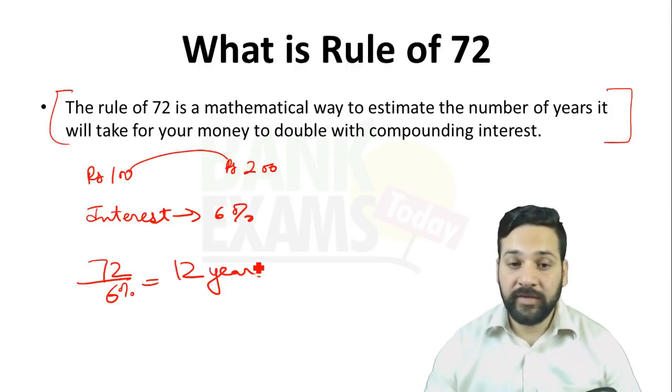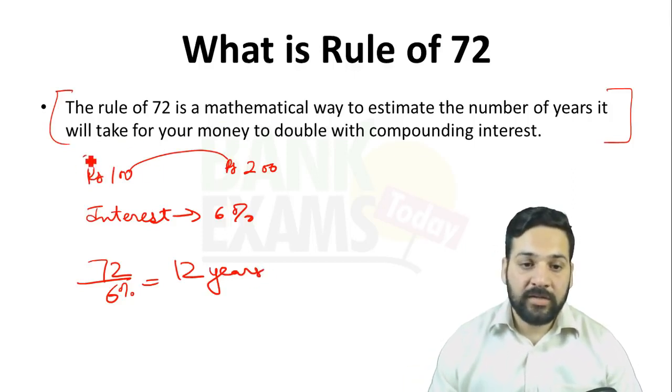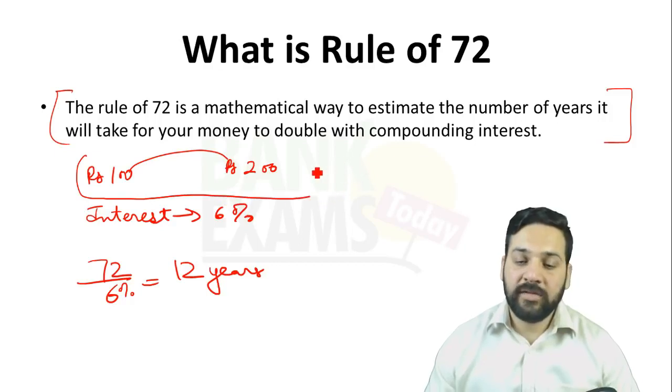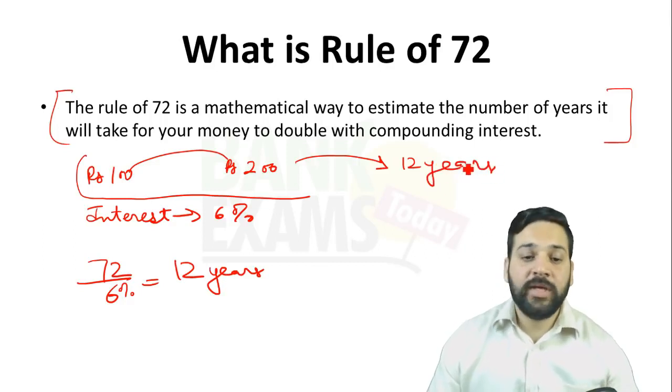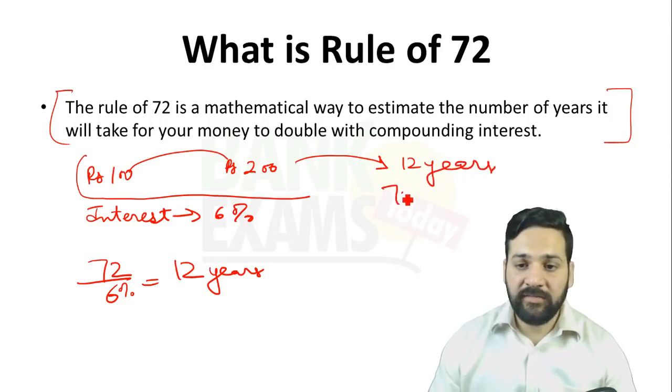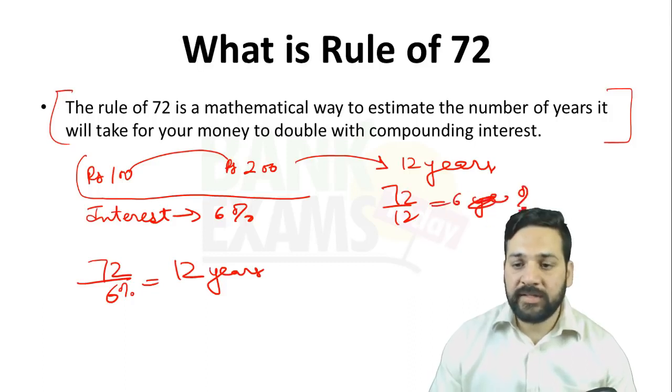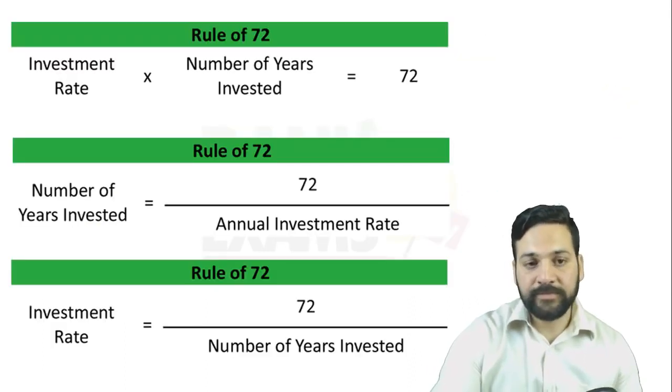Let's take it another way. How much time will it take to double a sum of money if it is invested for 12 years? What should be the rate of interest? Again, 72 divided by 12 is equal to 6%. So this is the simple formula.